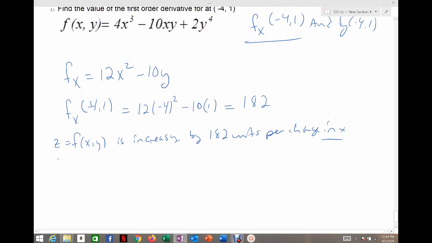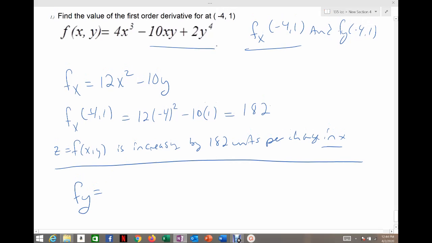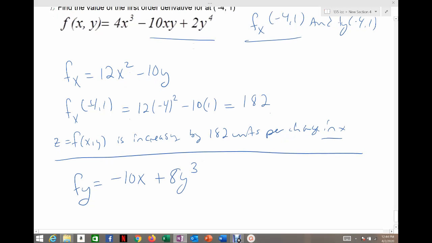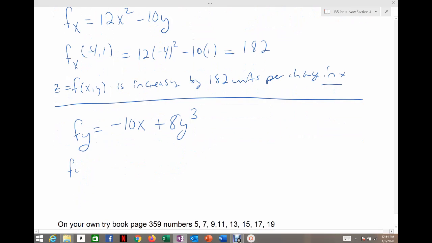Alright, now the y direction. So the derivative with respect to y, and then we'll plug in our negative 4, 1. Now I'm taking the derivative of the y parts, so negative 10x plus 8y to the third, and then I'm going to plug in my point, negative 4, 1 into that. So negative 10 times 1 plus 8 times negative 4 cubed. Alright, comes out negative 48.